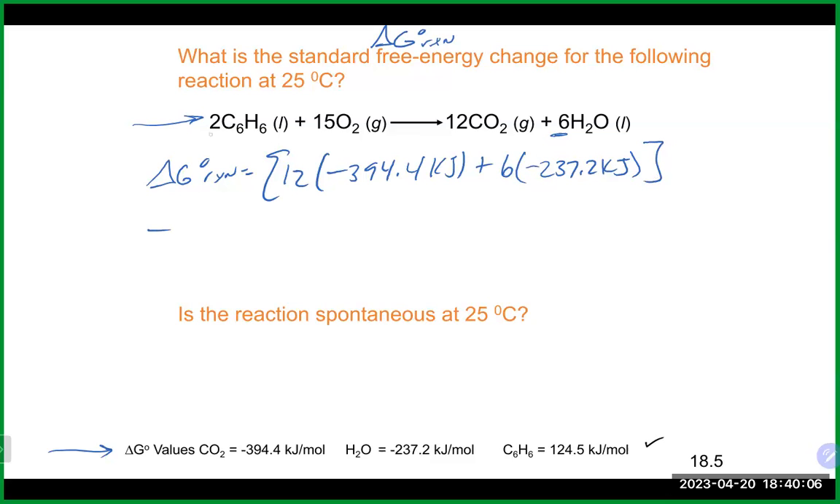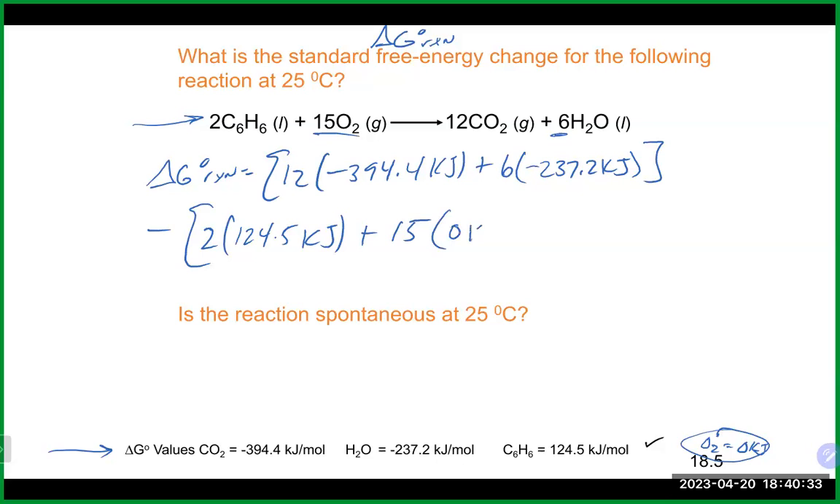We're then going to subtract all of our reactant side, which would be 2 times our C6H6, which looks like 124.5. And that'll be plus 15 times the value for O2. I don't see the value for O2, but the value for O2 here should be 0 as it's in a standard state. So again, for delta G or delta H, anything in a standard state would have a value of 0. So that's going to be 0. It's going to get us here.